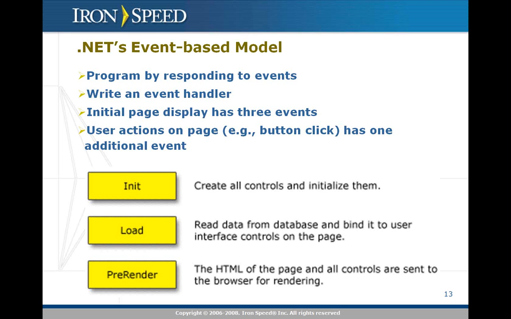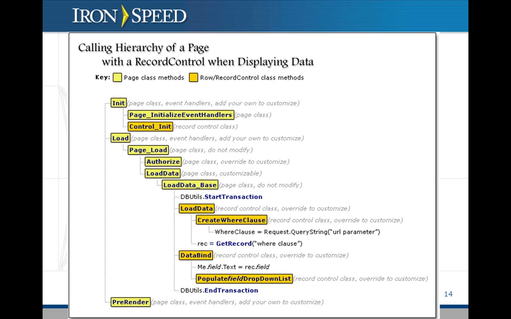The .NET gives you an opportunity to do any last-minute adjustment on the page after all the data is loaded, and that's where the pre-render comes into place. Now, this particular event model that you see is primarily for the first-time display of pages. We'll talk a little bit about Postback in a minute. Now, let me give you an example of what happens for this calling hierarchy.